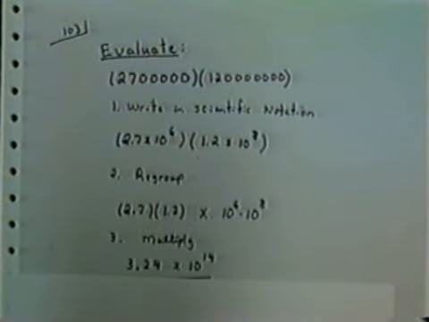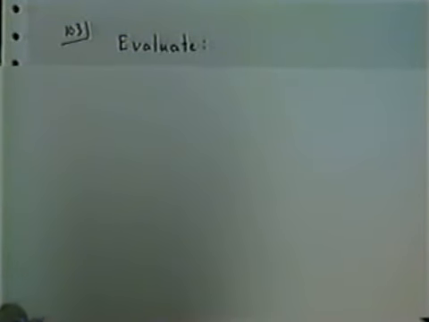Now if you wanted to convert it back to decimal notation, then you can move your decimal 14 places to the right. When numbers get this large, I suggest you leave it in scientific notation and not try to convert it back to decimal. Let's look at another example.